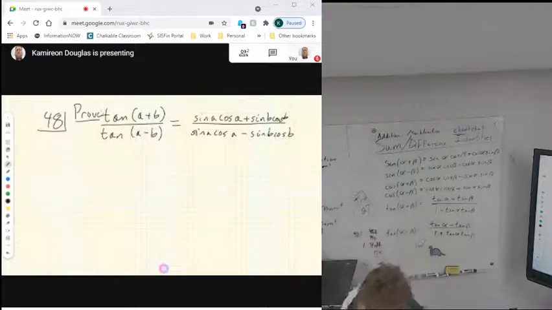We're working on 48. So in this problem, we need to decide which side we're going to work with first. So left or right? Right. Well, right has formulas in it. So here's how I decide. I ask myself, if I was going to choose that side, what would I do first?